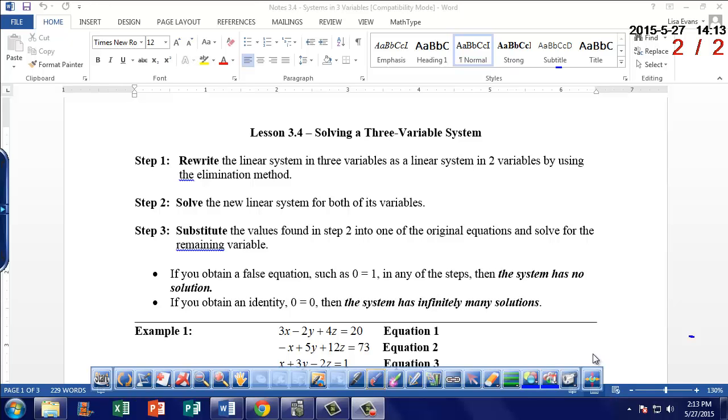Hello, today we are going to do lesson 3.4 where we are going to solve a three-variable system of equations. If there are three variables, that means there are three equations. I'm going to refer to the steps as we go ahead and just do the example.